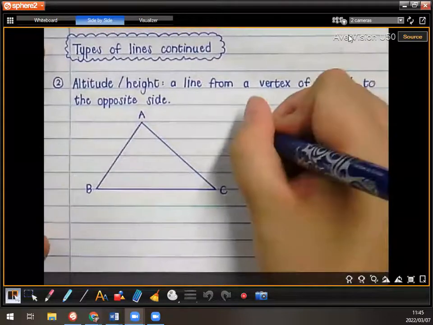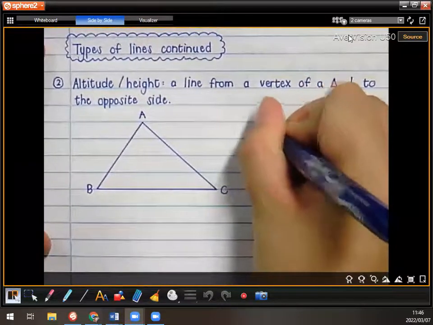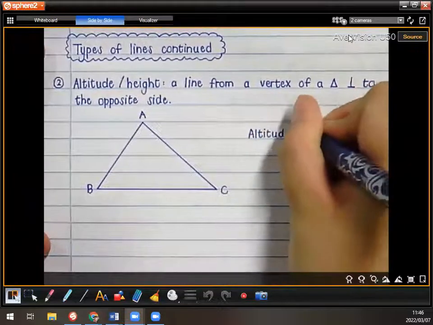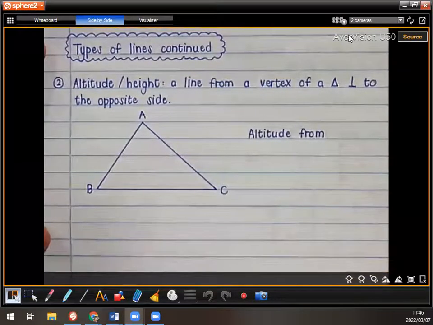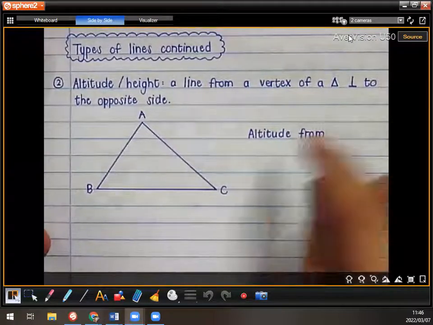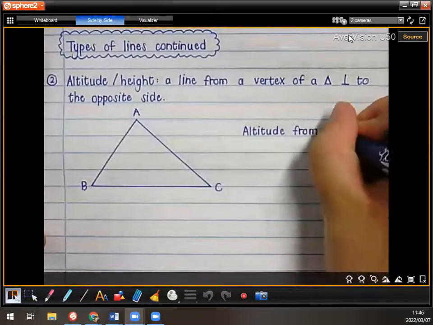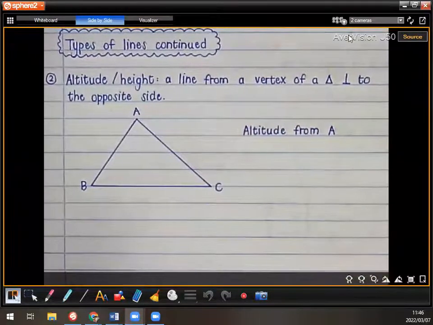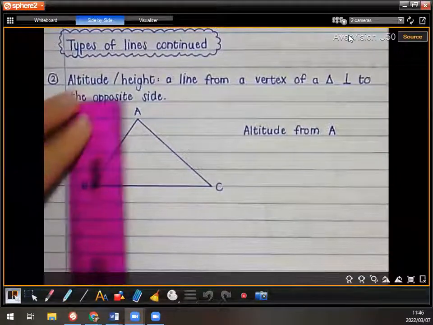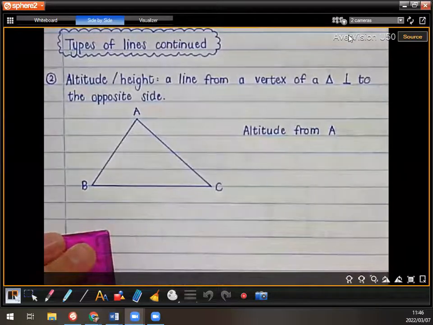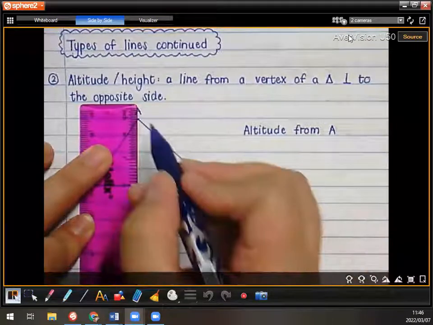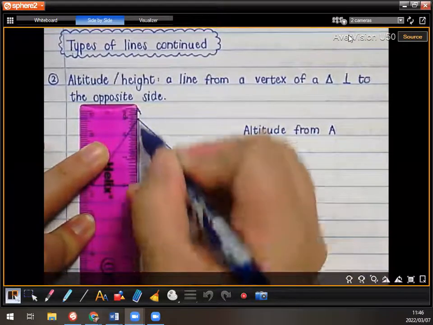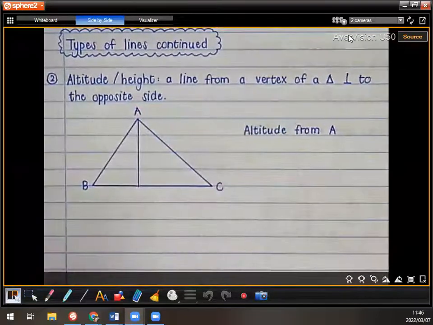Now we are going to draw the altitude from vertex A. And just like when you did the median, they will tell you which vertex the line is coming from. You then need to understand which side is opposite to that point. Right, so we're going to draw the altitude from A. Now, guys, we're not going to find where the midpoint is. We're not doing the median now. I want you to take a ruler, and you are going to have to estimate this, but draw a line that is perpendicular to the opposite side of point A.